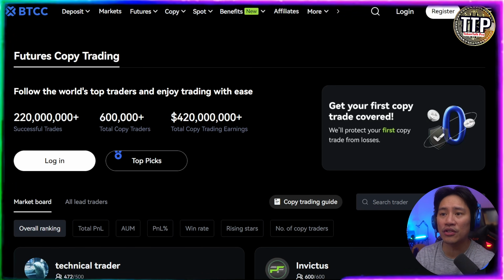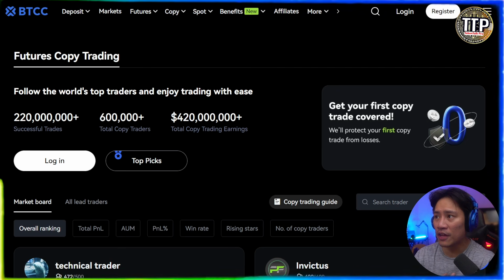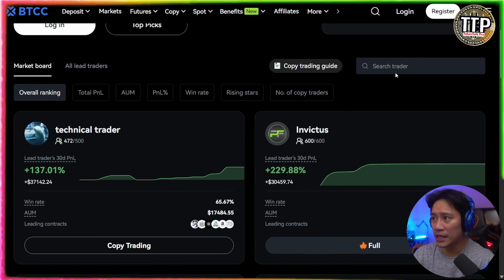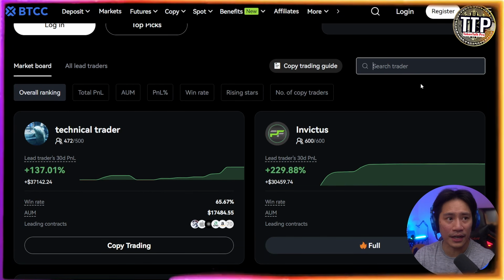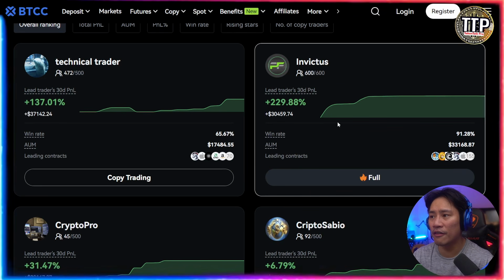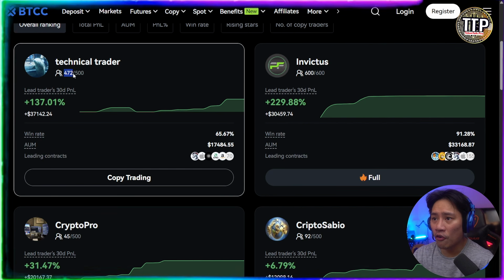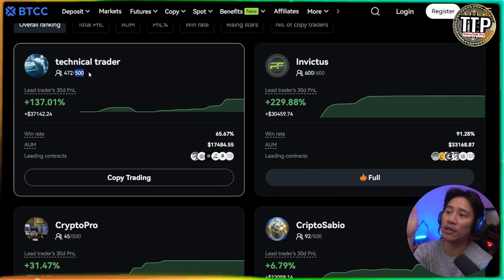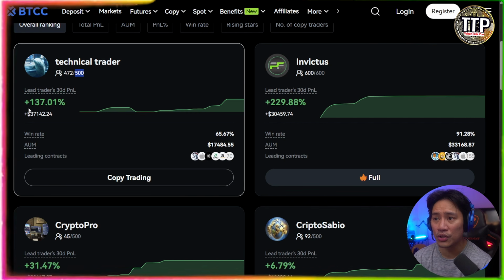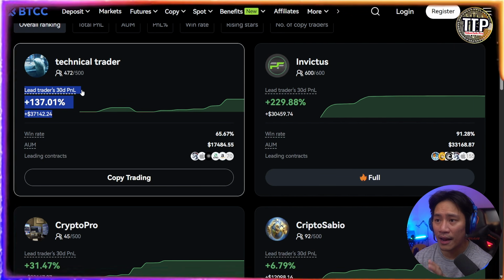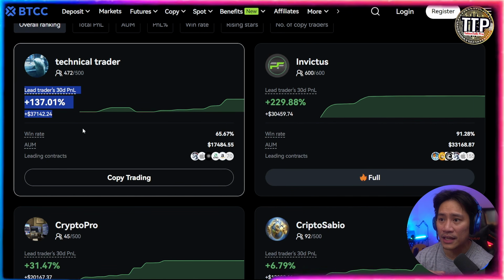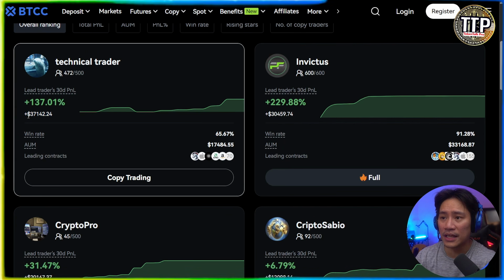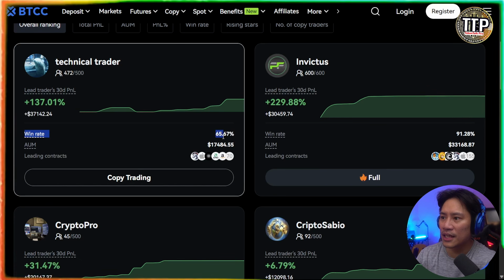Now, users can actually browse the trader profiles using the filtering tools. Let me show that to you right now. Okay, so here you have the search trader on the right side, and of course, you have the available traders. You would see 472 out of 500, so it is capped. So this technical trader has more slots that you could use. Lead trader's 30-day PNL is at 137%, with 37,142 on the plus side, guys. Look at that. Win rate is at 65.67.